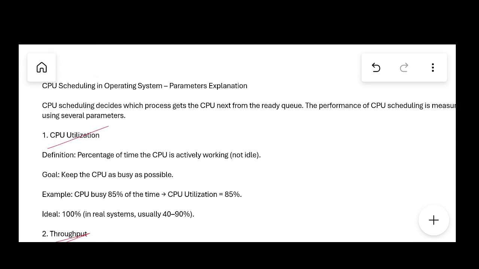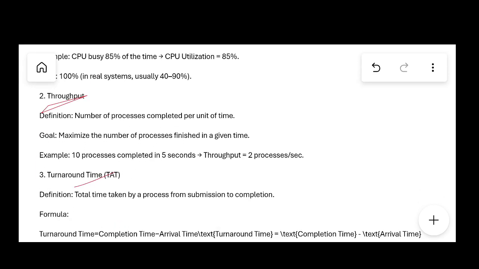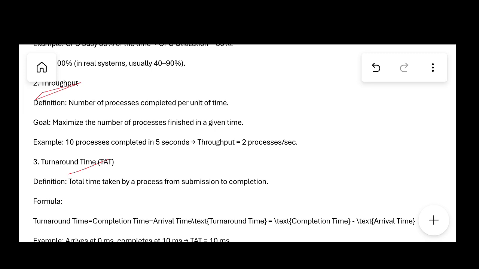And in throughput, this is how many processes the CPU can complete per unit time. So imagine it as your system's speedometer for finishing work. Example, if 10 processes finish in 5 seconds, your throughput is 2 processes per second.